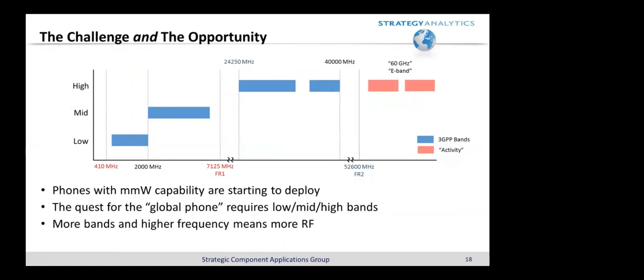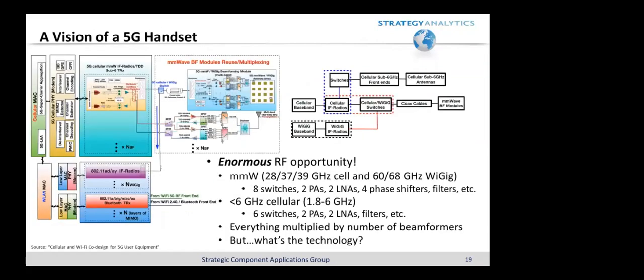Low, mid, and high band, FR1, FR2, sub-6 gigahertz, millimeter wave, but they all point to the need for more bands, higher frequency coverage, wider bandwidths, and things that point to more RF content, and that's typically been good for GaAs. Okay, so lots of bands, millimeter wave content, more radios. What does that mean? Well, it means an enormous RF opportunity.